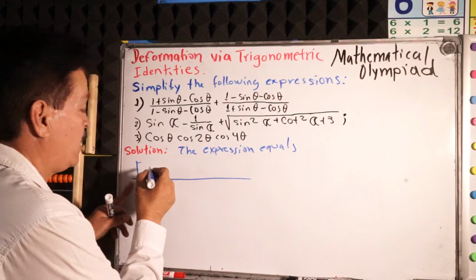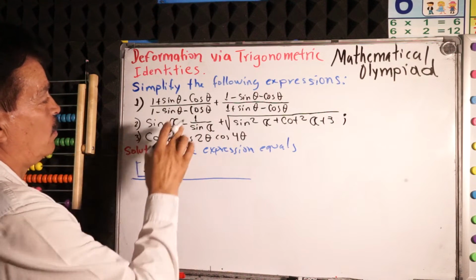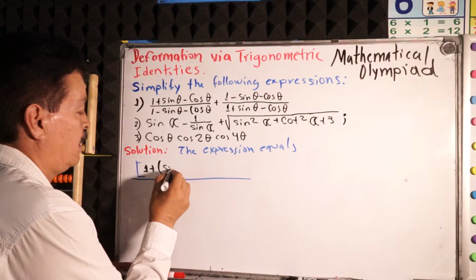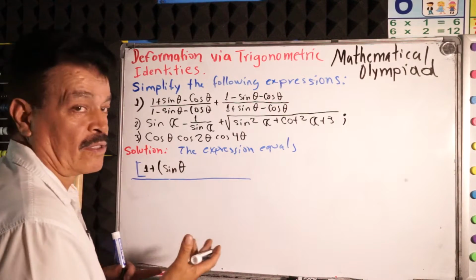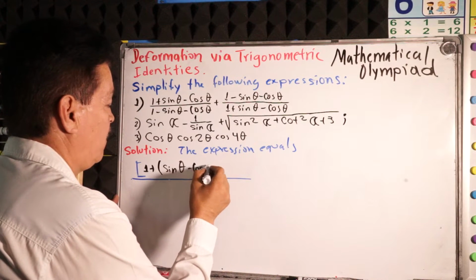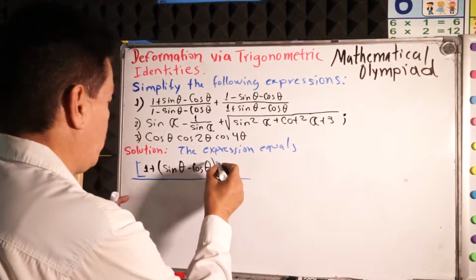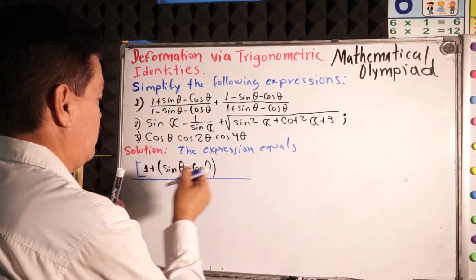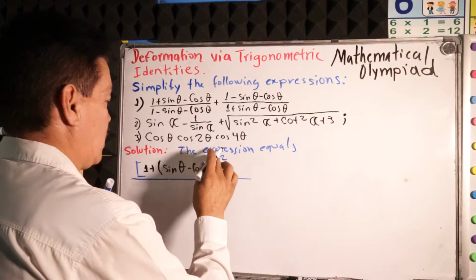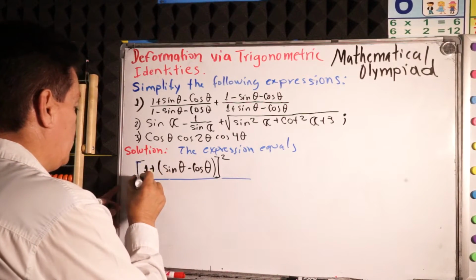Open the bracket and then write inside 1 plus. Look at the problem. The first one, plus sin of this angle minus cosine of this angle, right? This must be to the second power. Let's use the black marker here. To the second power. Close the bracket.